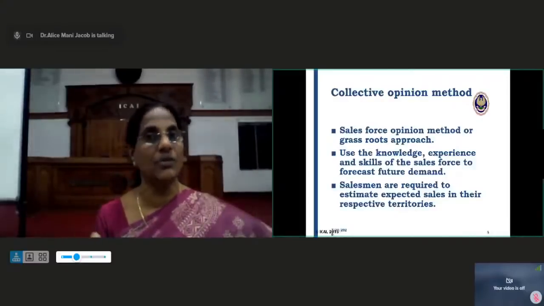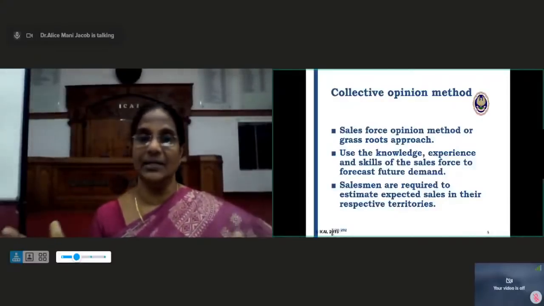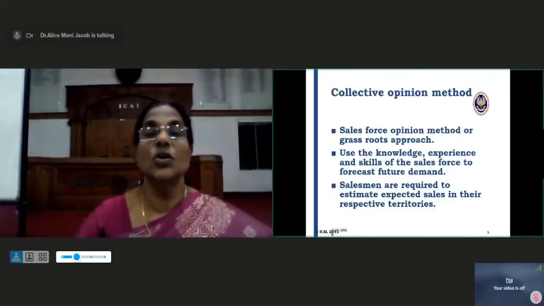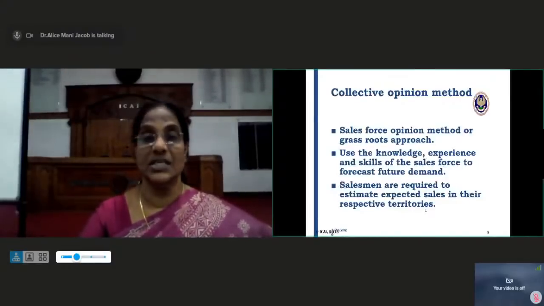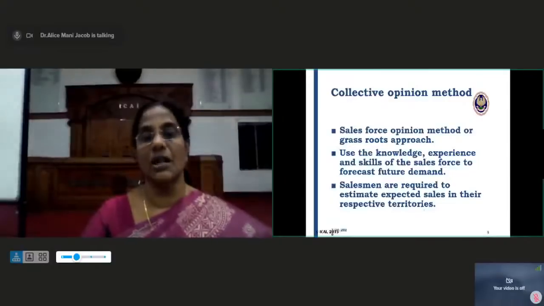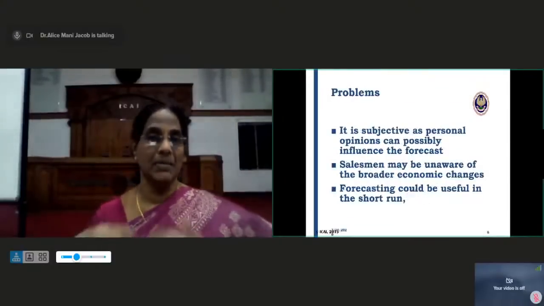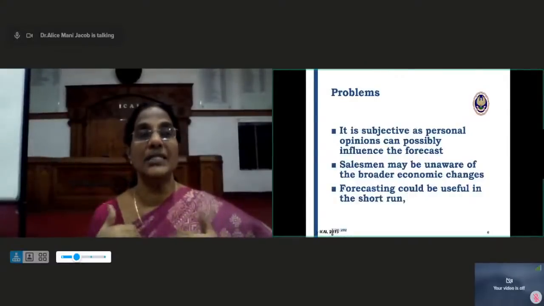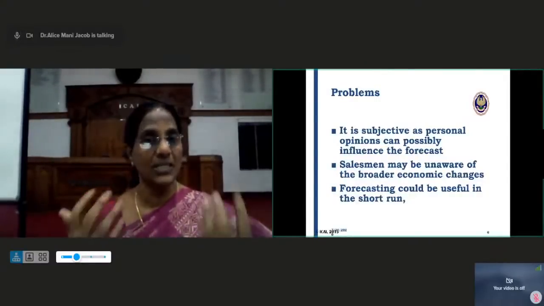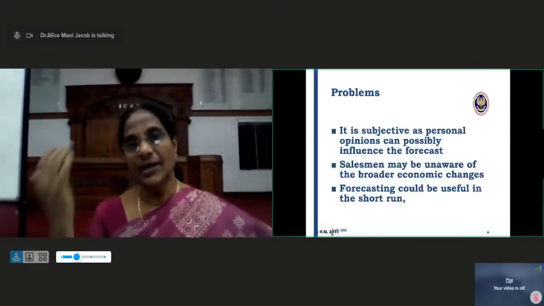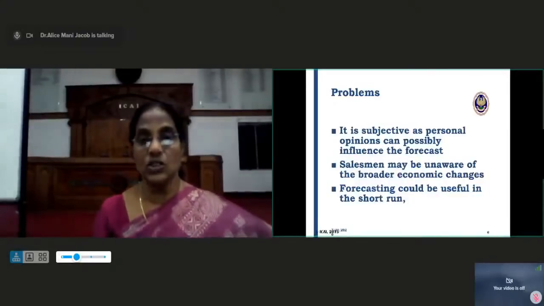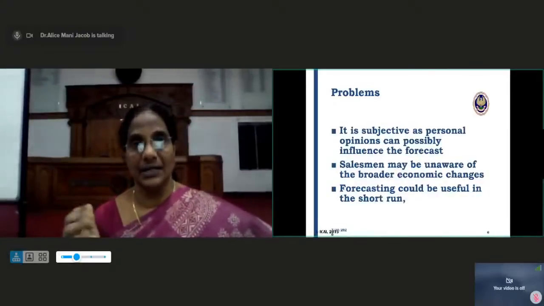Because each salesman will be given a particular territory and he knows that territory very well, he will be able to forecast. So the salespeople are expected to know. But here also there are problems, because salespeople may be experienced in sales, but they simply feel certain things. They're not scientific in their opinion. They feel something and respond according to what they feel, and so they may not be forecasting correctly.